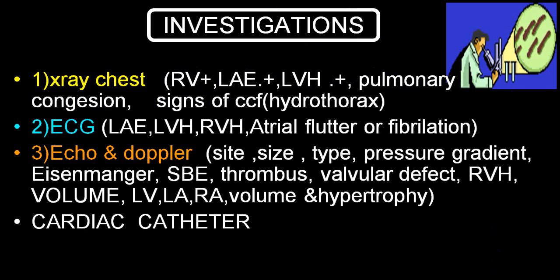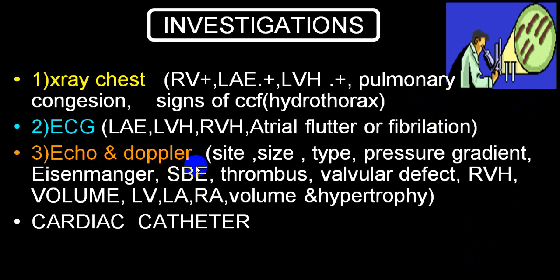a bilateral hydrothorax. ECG will show you LVH, LAE and RVH, but LV will be more than RV. Because of LAE, atrial flutter fibrillation is quite common. Echocardiography will show you site, size, number, type, pressure gradients, even if there is a reversal of the shunt.